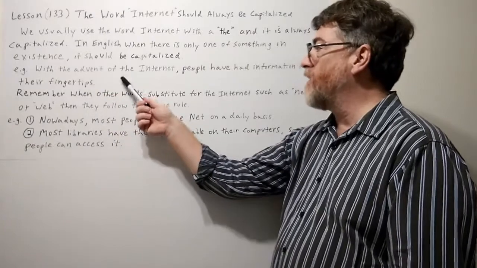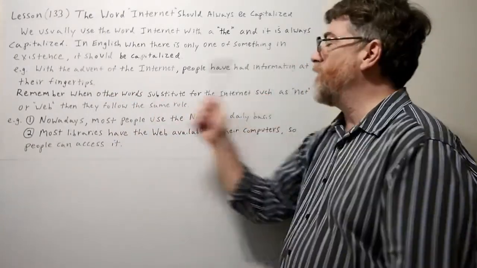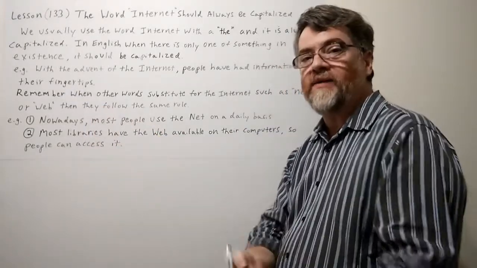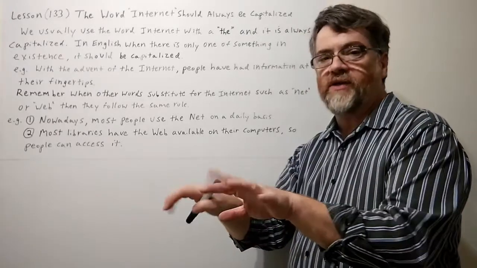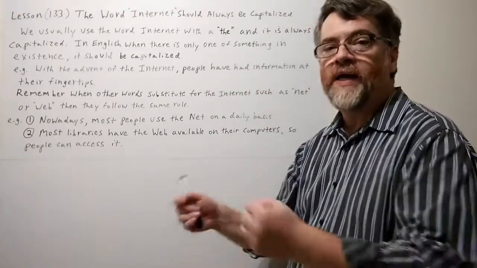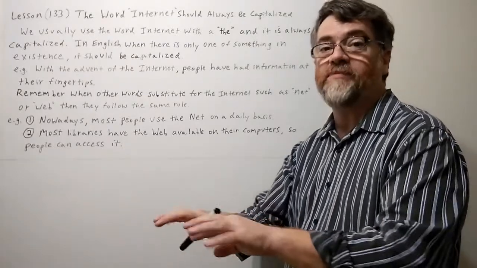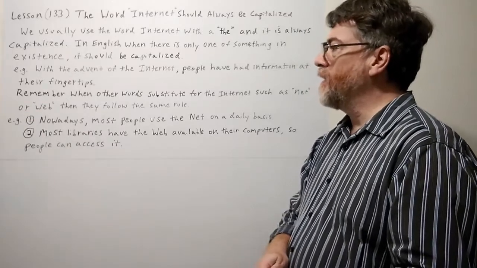With the advent of the internet, people have had information at their fingertips. Remember the advent meaning the beginning, when that first started to happen. If you have information at your fingertips, it means you can get it right away. But they always like to use this one about the internet because you actually will be doing some typing on a keypad. Okay, good.